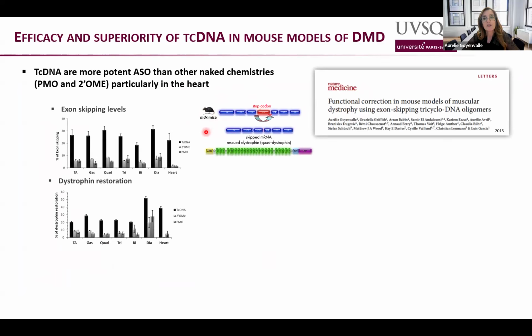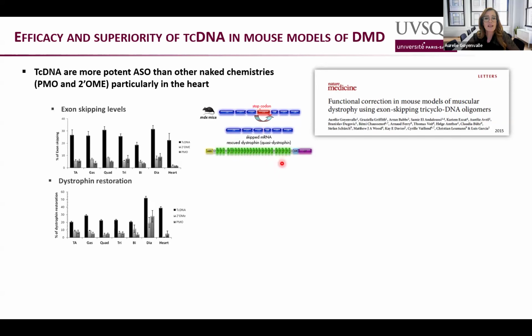So this is the most commonly used mouse model for Duchenne muscular dystrophy. It carries a nonsense mutation in exon 23. So a stop codon appears prematurely in exon 23. Fortunately, this exon is in frame. So if we skip this exon, we can remove the stop codon and induce the synthesis of an almost fully functional protein.